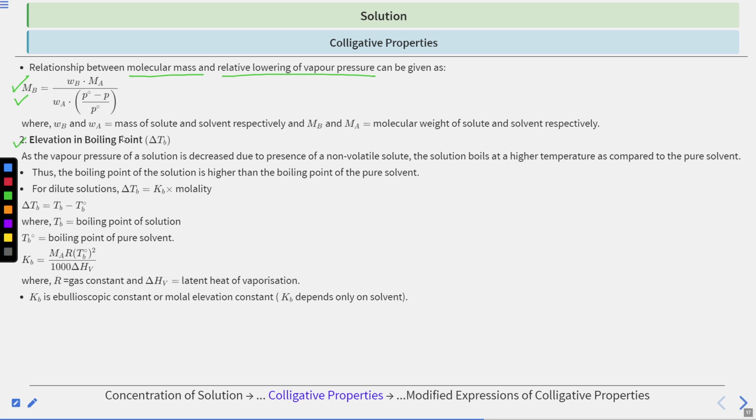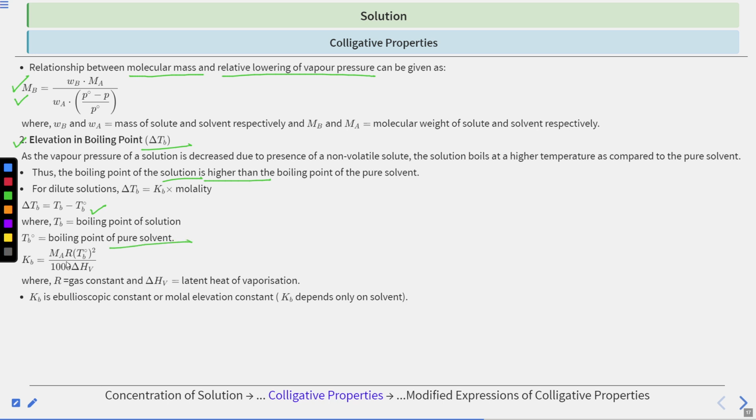So, second is elevation in boiling point, represented by del TB. As the vapor pressure of a solution is decreased due to the presence of a non-volatile solute, the solution boils at a higher temperature as compared to the pure solvent. Thus, the boiling point of the solution is higher than the boiling point of the pure solvent. It is observed, right? For dilute solutions, del TB, the elevation in boiling point, equals Kb multiplied by molality. Del TB we can also write as TB minus TB naught, where TB equals the boiling point of the solution and TB naught equals the boiling point of pure solvent.